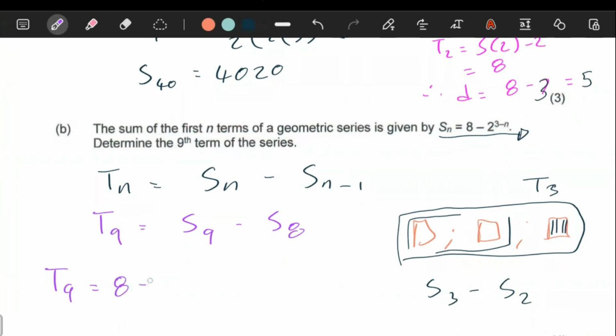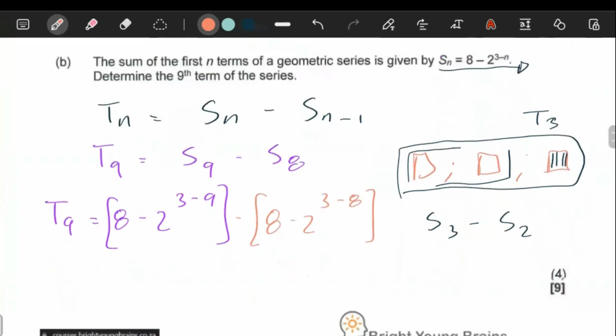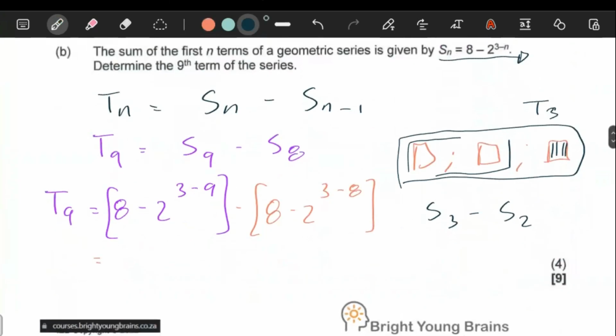Just like 8 minus 2 to the power of 3 minus 9. This here, you have to subtract S8. So it's like 8 minus 2 to the power of 3 minus 8. And then this value minus that value.